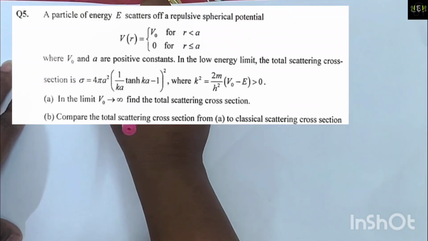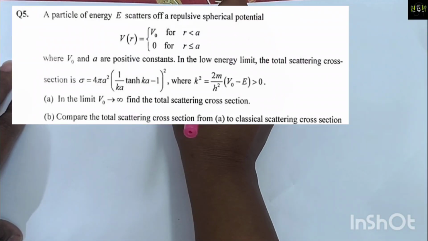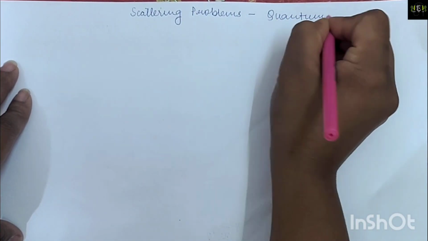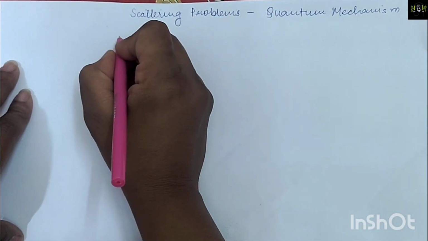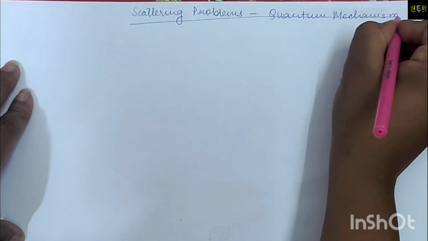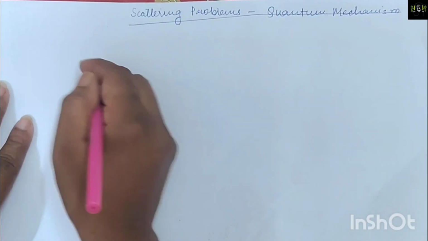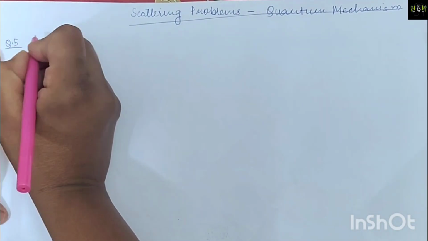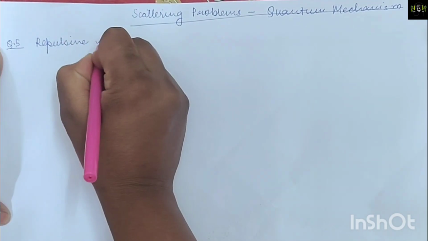So we are doing scattering problems in quantum mechanics. See, in question number 5, they are asking about the spherical barrier. In this, see what is given first, I will discuss that only. And for the repulsive barrier, we have the repulsive spherical barrier.